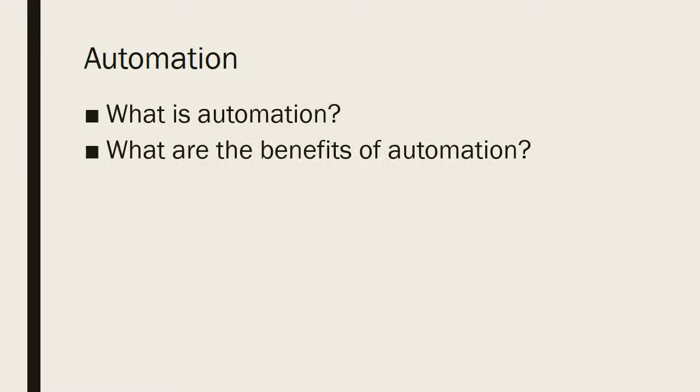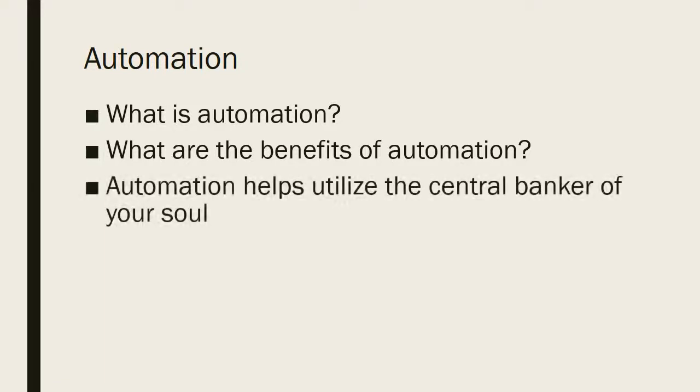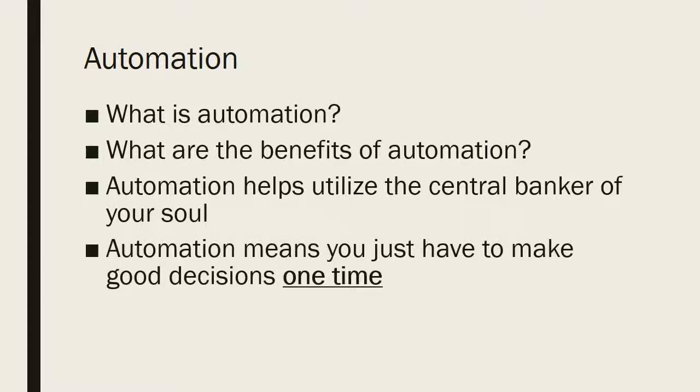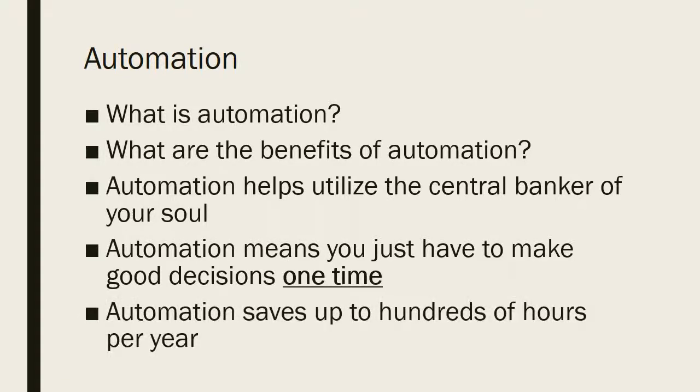And my answer, my description to those would be primarily that automation helps utilize that central banker of the soul, as we discussed, because automation means you have to make good decisions one time instead of every single month. On top of that, automation saves hundreds of hours per year so that I can focus on other things. So what does automation actually look like in my life?